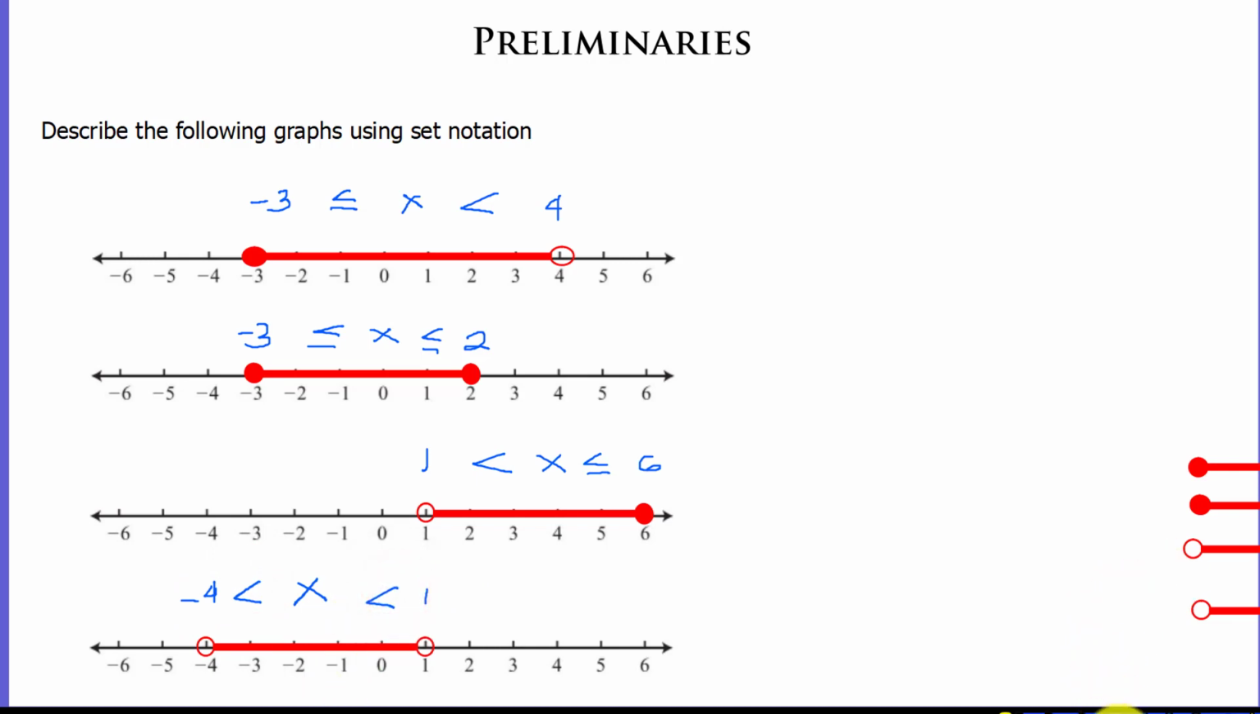To write this as a set notation, we just use our curly braces. X such that, so same thing with this, x such that. Now sometimes instead of using a colon, we can use a vertical line. So this one is x such that x is greater than 1, less than or equal to 6. So this one is x such that x greater than -4 and x less than 1. Alright, so that's how we write our set notation.